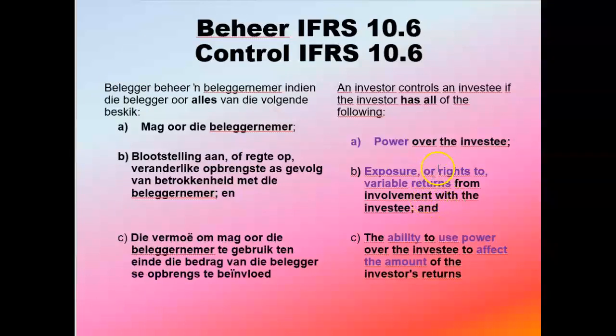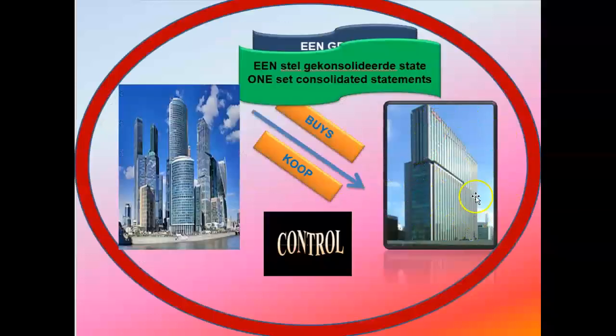That's not to say that he has received it as yet, but he has a right to receive it somewhere in the future. And then the third thing that needs to be present is that the investor must have the ability to use power over the investee to affect the amount of the investor's returns. He must have power over the investee in order to affect the value of the future returns.